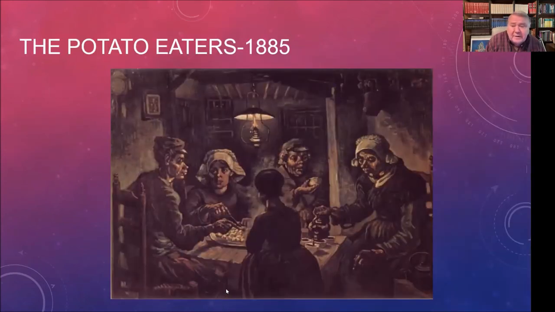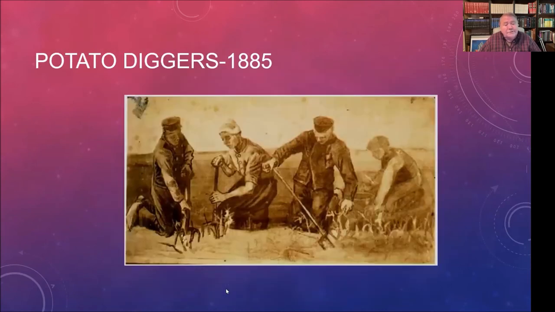There was a potato famine. There were a lot of famines in that whole part of Europe at the time. And this is one he called the Potato Eaters. He knows all of these people. He could tell you their names. And the Potato Diggers. He just paints things that he sees. And sometimes the symbol that we get from them may not be the same symbol he intended, but great art allows for that.